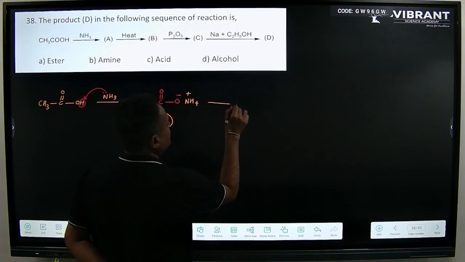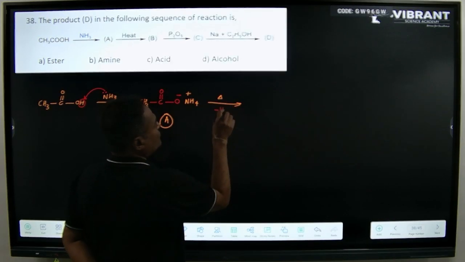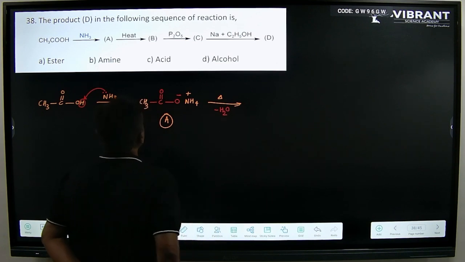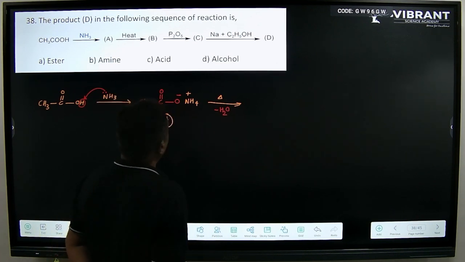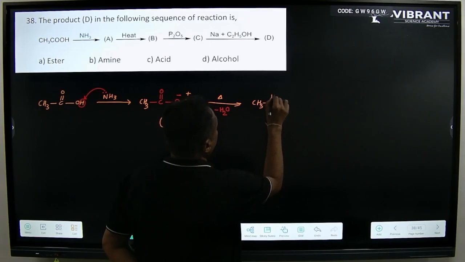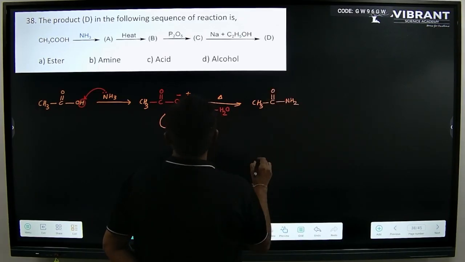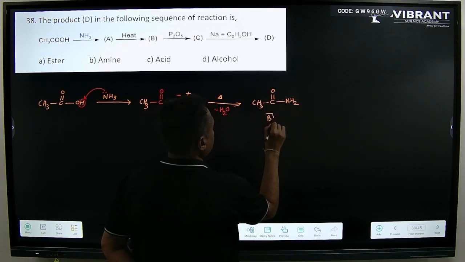Now, second step, when you heat this, obviously there will be a loss of a water molecule from it. The product obtained in this case would be an amide. Is it clear? That becomes my compound B.